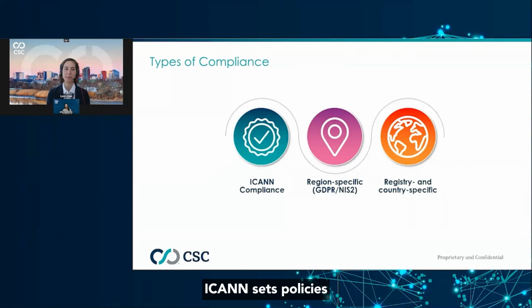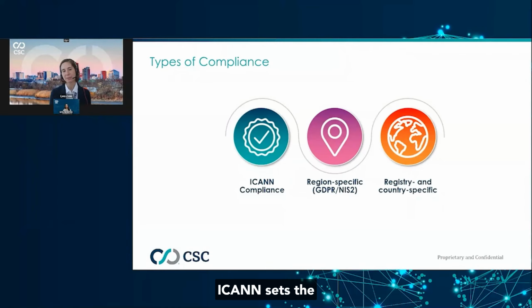ICANN sets policies around the registration data itself. They also state that all WHOIS or registration data should be accurate and complete. If that information is not correct, your domain names may be subject to suspension, or they may be deleted if that data is not corrected. There are also local or more regional regulations that apply here.